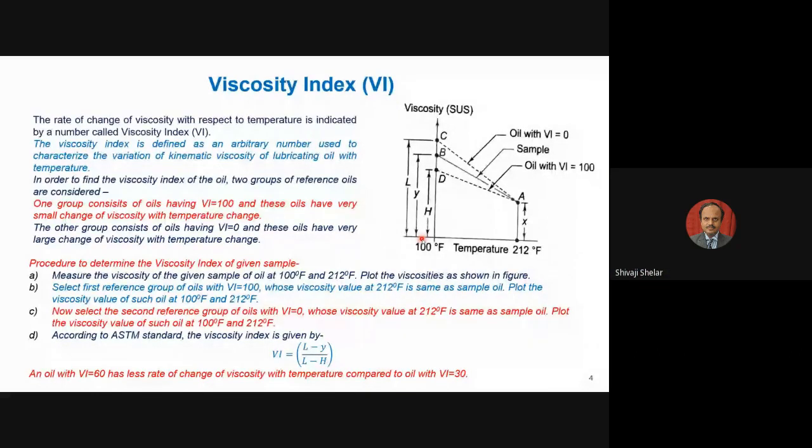I have lost the connection, so I rejoin again with the phone. The viscosity index value you require for lubricant oil depends upon the type of engine and its performance. Normally 20W or 30W oil is used. What does 20W stand for? 20 stands for a viscosity index value of 20, and 30 stands for a viscosity index value of 30 for that oil.